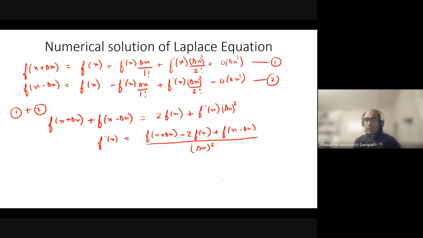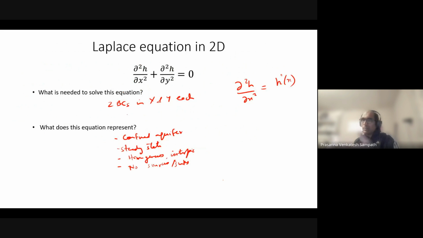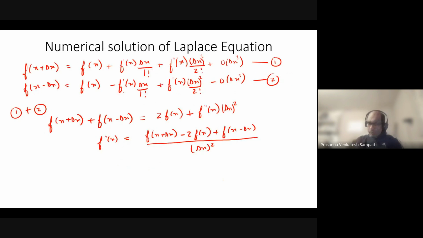Look at this next equation. Head is a function of x, right? f double prime x is nothing but h double prime x. h prime would be ∂h/∂x. h double prime will be ∂²h/∂x², right? So you can very easily imagine that.